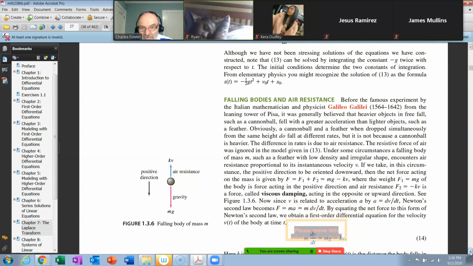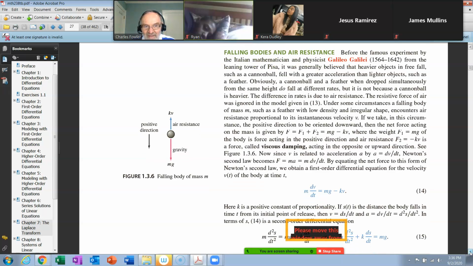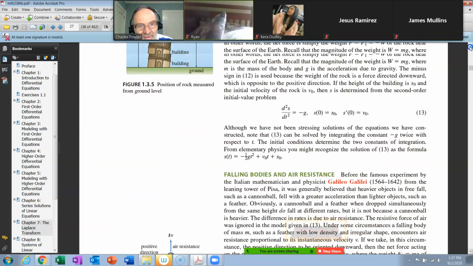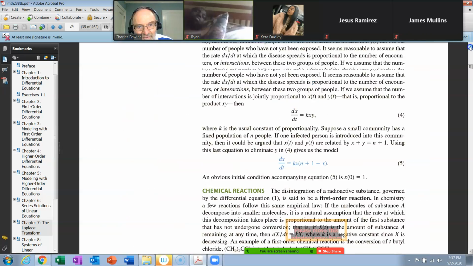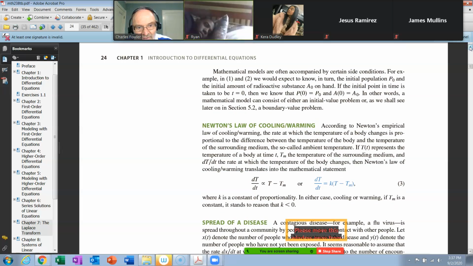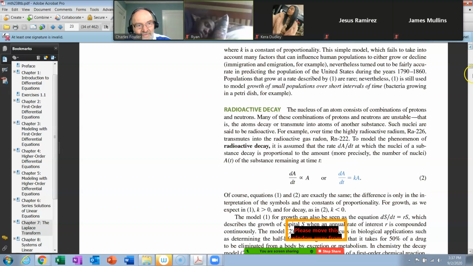Well, before the famous experiment by Italian mathematician and physicist Galilei, okay, I guess is how you say his name. It almost sounds like something they'd sing in the Sound of Music. He amazingly died, I think, the same year that Newton was born. Let's see if they give Newton's dates in here somewhere. We first talked about Newton back here. No, I don't see them mentioned. Okay, sorry about that.